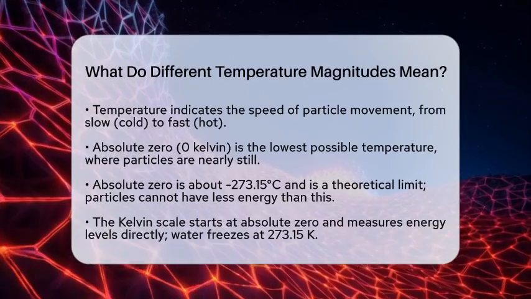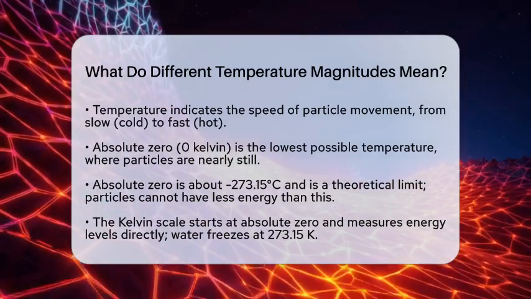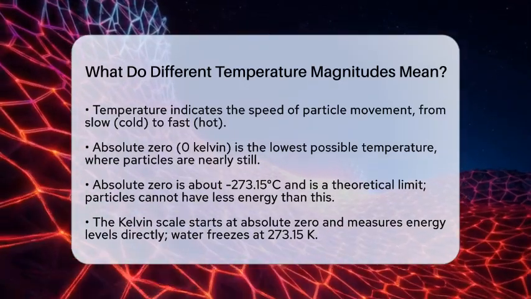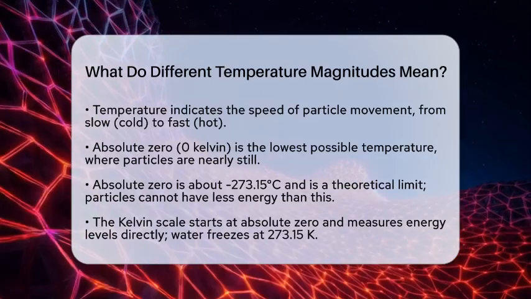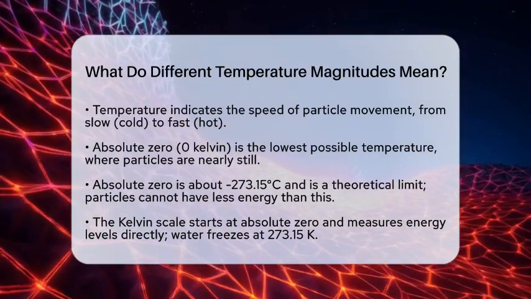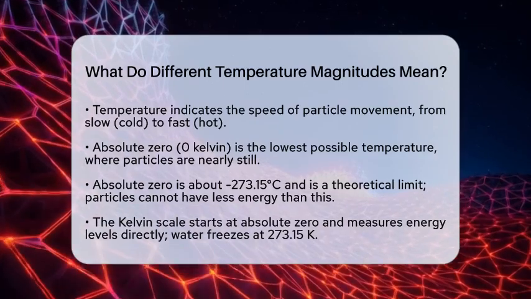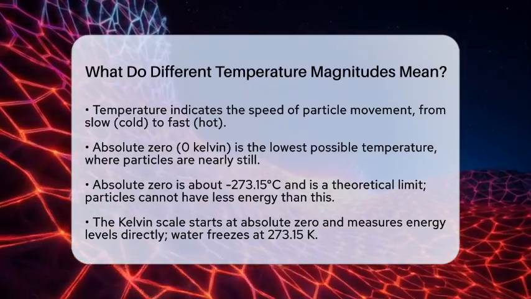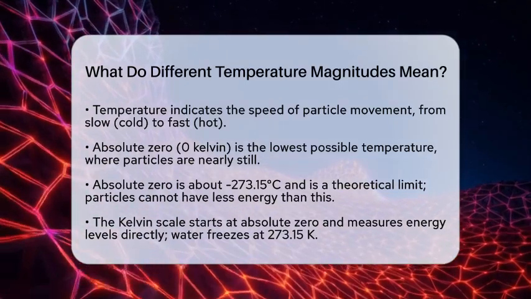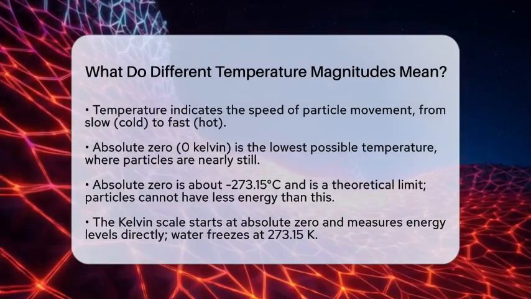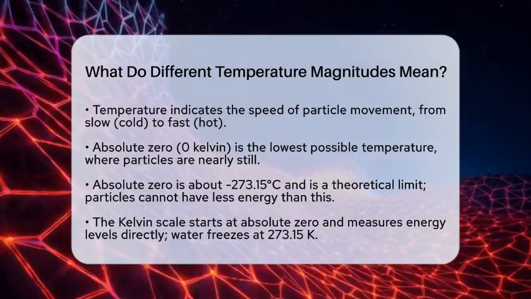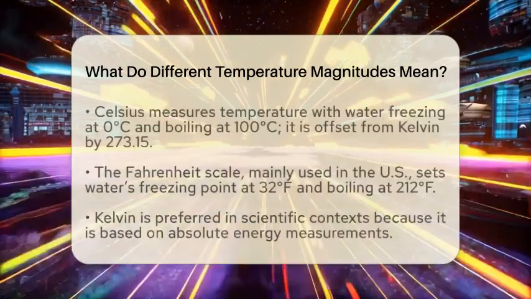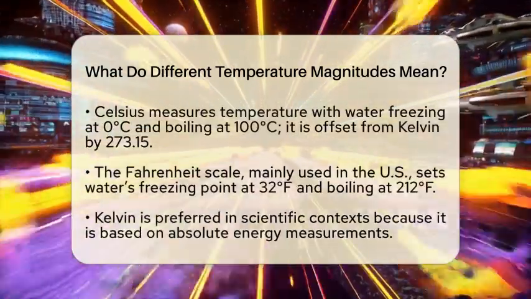The coldest temperature possible is called absolute zero. This is 0 Kelvin, which is about minus 273.15 degrees Celsius. At this point, particles are almost completely still, with minimal thermal motion. It's a theoretical limit because particles can't have less energy than this. If they did, it would mean negative energy, which isn't possible in our universe.